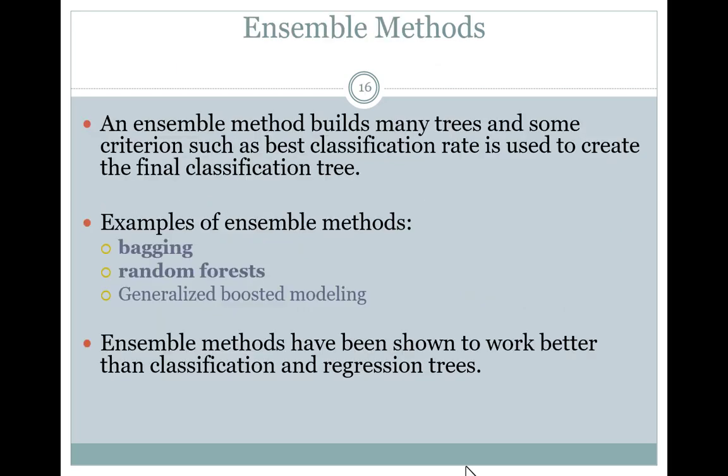What works well is ensemble methods, which are collections of trees, classification or regression trees, depending on the ensemble method. They run many trees and combine them. Popular ensemble methods are bagging, random forests, and generalized boosted modeling, GBM.